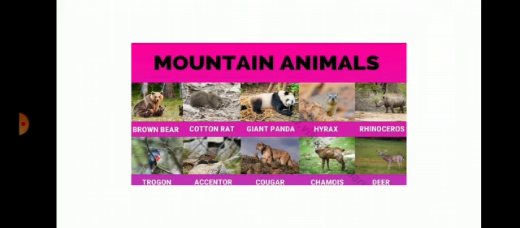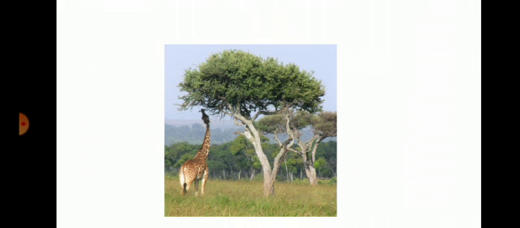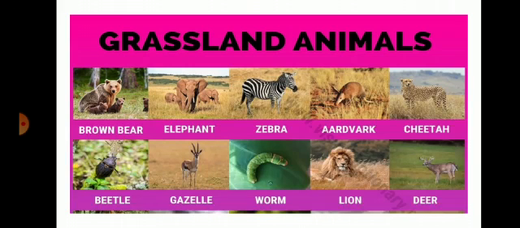For example, the snow leopard. The presence of strong hooves helps the mountain goat to run on the rocky slope. Several kinds of plants and animals may be seen in the same habitat. Then we go to grassland.